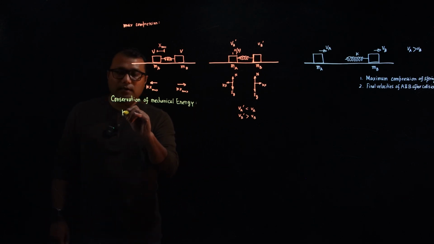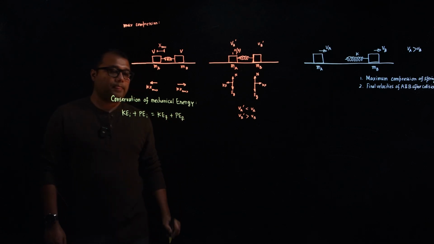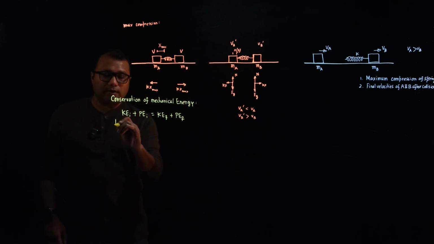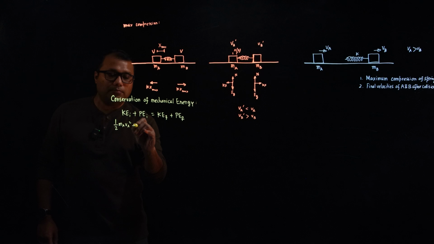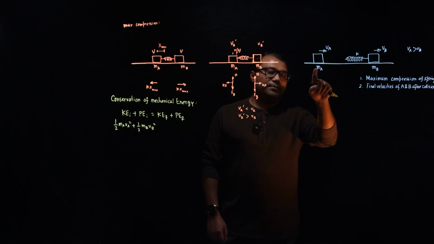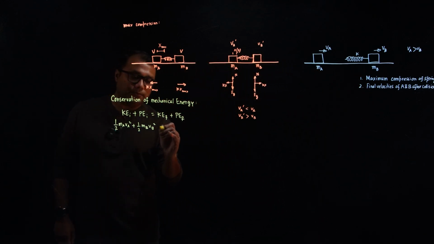So, KE initial plus PE initial will be equal to KE final plus PE final. The initial state kinetic energy is half m_a v_a square plus half m_b v_b square. Was there any potential energy? No, the spring is not compressed. So, potential energy is 0.